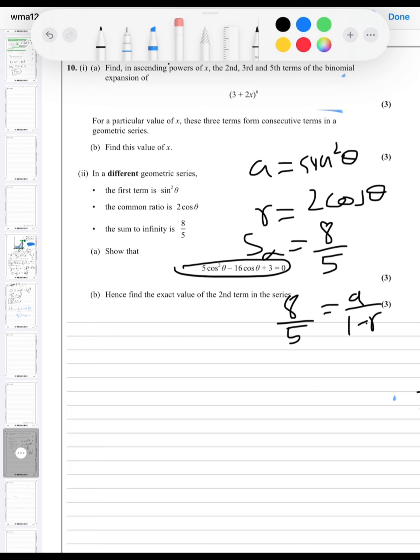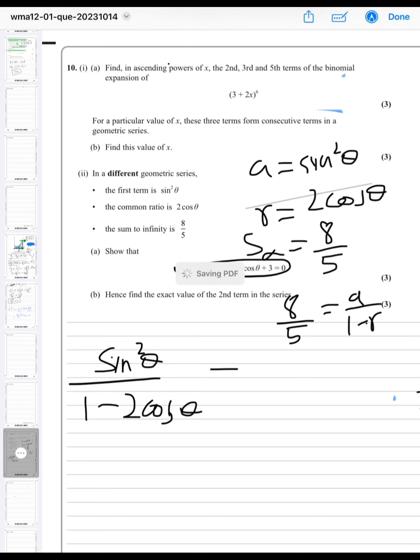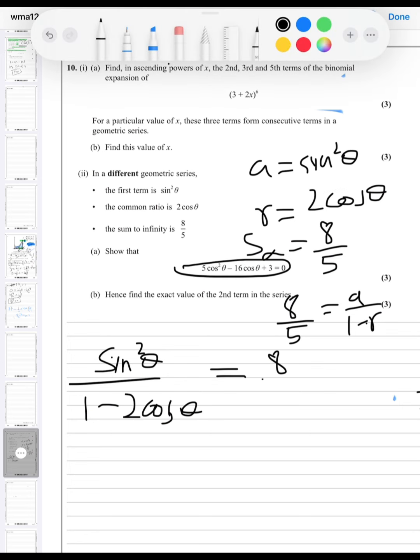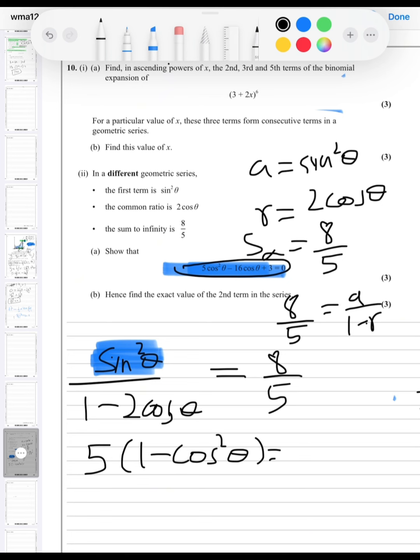which means that we will use this formula. The sum is a, sine squared theta, upon 1 minus the value of r, 2 cos theta, equal to 8 upon 5. So we'll do the cross multiplication. There is just one trigonometric ratio, cos, which means we have to convert the sine squared into 1 minus cos squared. So 5 will be multiplied here, and we convert this to 5 times 1 minus cos squared equals 8 into 1 minus 2 cos theta.